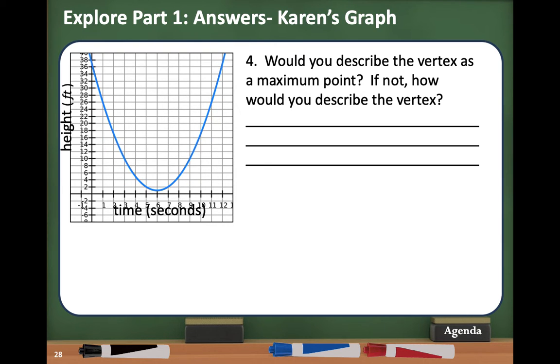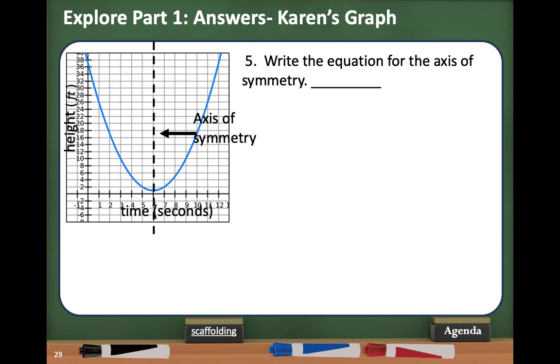Number 4 is, would you describe the vertex as a maximum point? If not, how would you describe it? Do you think this is a maximum point? I would say no, right? It's actually a minimum point, right? And if you were watching the slide earlier in this lesson, which you probably were, I did mention that a vertex can be a maximum or a minimum.